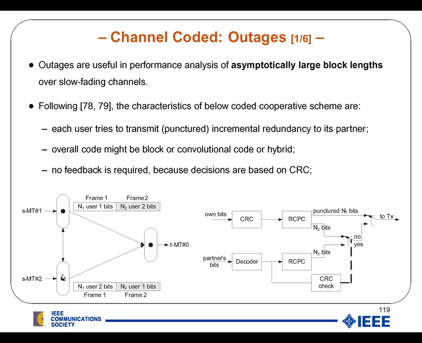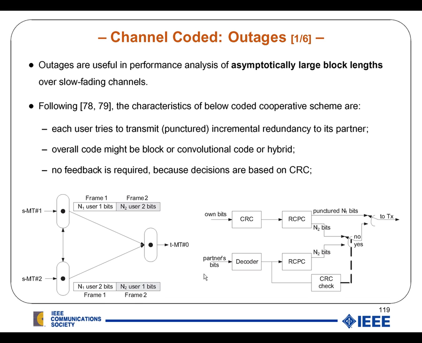You encode your data and send N1 bits, which are picked up by the target mobile terminal, but also by myself. And if I received your data correctly, I will insert in the second part of my frame your parity data. So my bits come here, I add the CRC, I have a rate compatible punctured code here, I'm puncturing out N1 bits and I'm transmitting them.